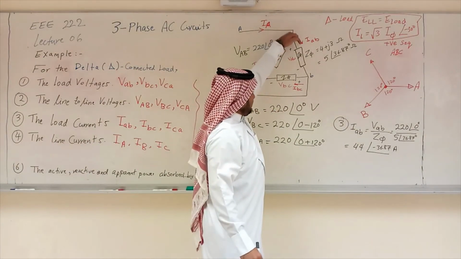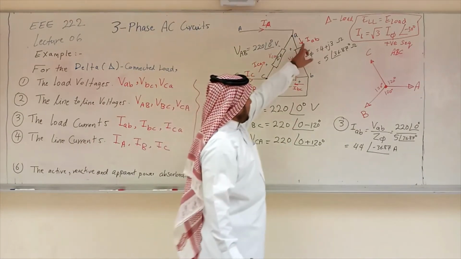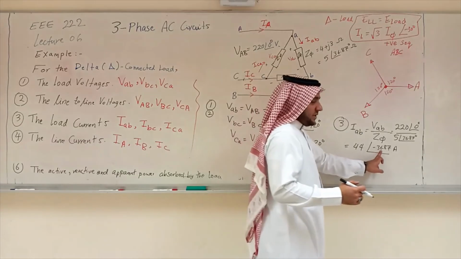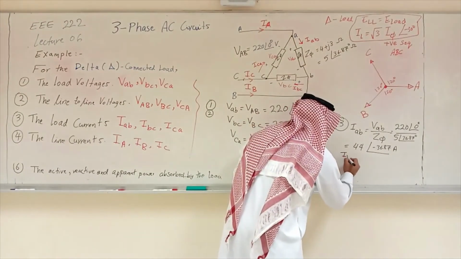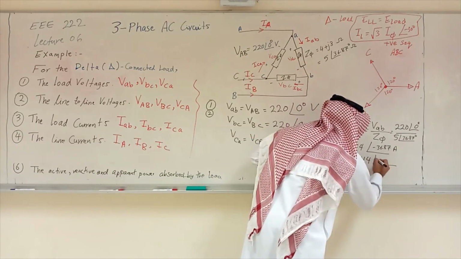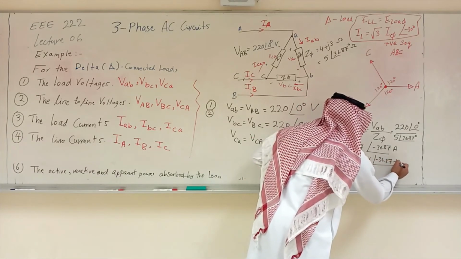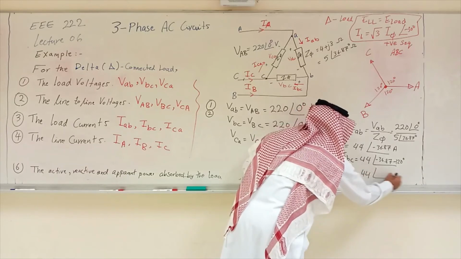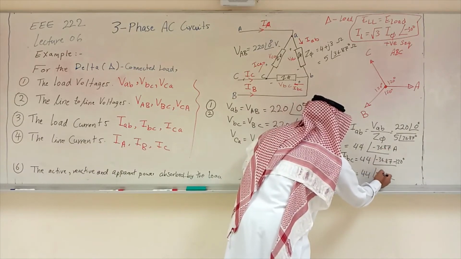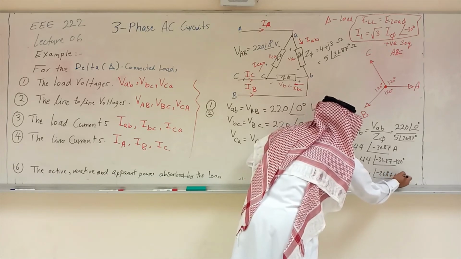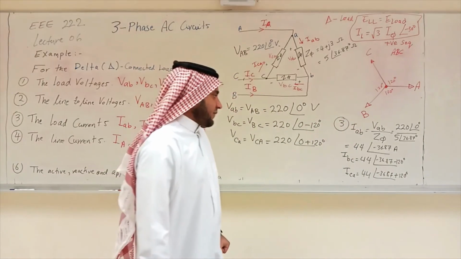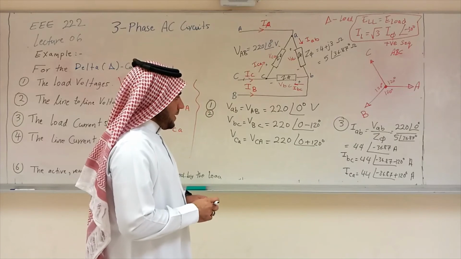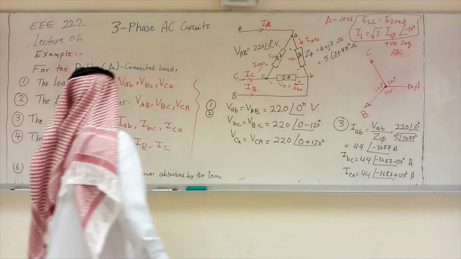That's the load current here. Okay? Once we know IAB, we can bring the load currents IBC and ICA, because they have the same RMS value with a phase shift of plus minus 120. So IBC will be 44 at this angle, but now minus 120 degrees. ICA will be 44, this angle, minus 36.87, but now plus 120 phase shift, ampere, right? Okay, good. So this is number 3, the load current.